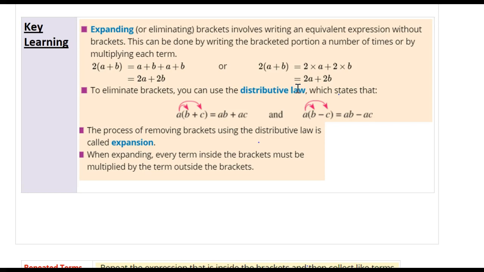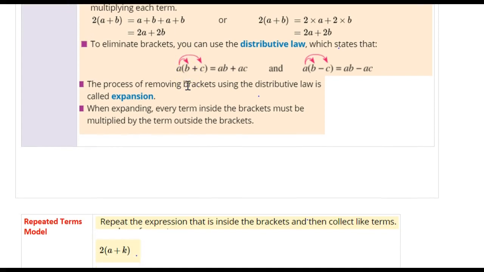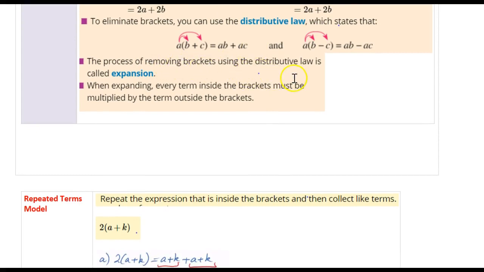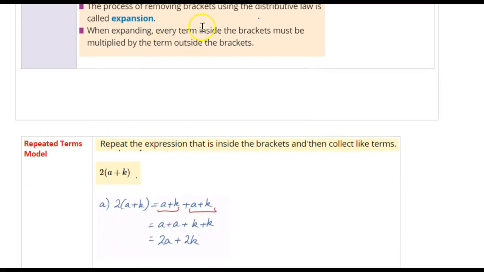So here's our key learning for this lesson, and I'll get you to write these down. Firstly, expanding or eliminating brackets involves writing an equivalent expression without brackets. This can be done by writing the bracketed portion a number of times or by multiplying each term, so the distributive law, which we've just looked at an example of. It's important to understand that when we're expanding brackets, we're not solving any question, we're just eliminating the brackets and writing an equivalent expression. So we don't need to solve, we're just showing that we can expand or eliminate brackets. To eliminate brackets, you can use the distributive law, which we have stated already. The process of removing brackets using the distributive law is called expansion. And when expanding, every term inside the brackets must be multiplied by the term outside the brackets.